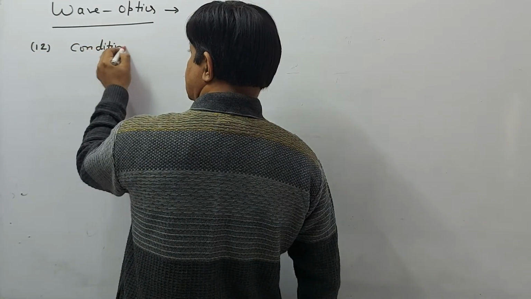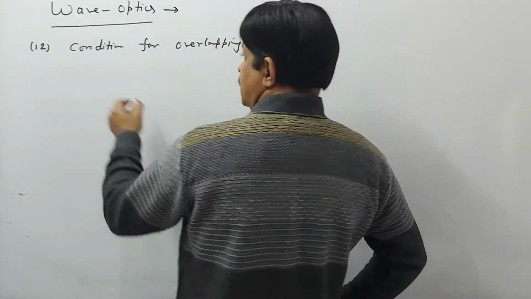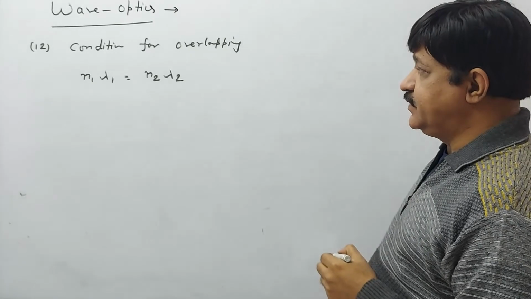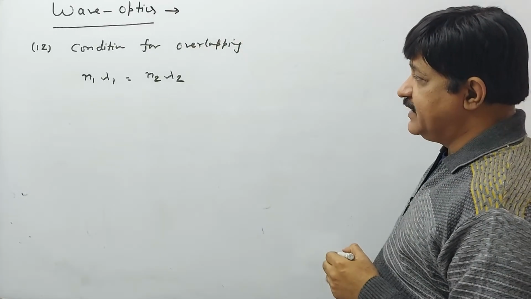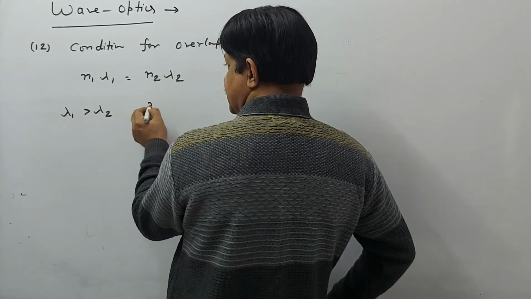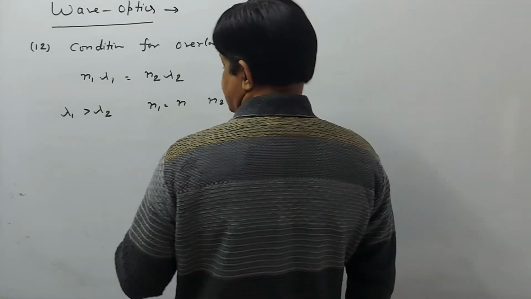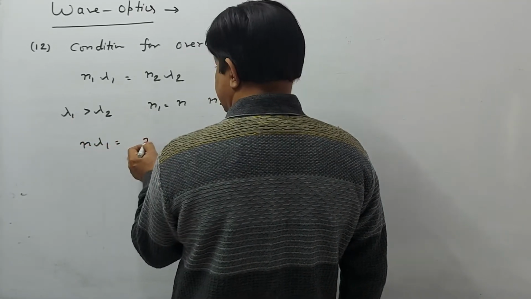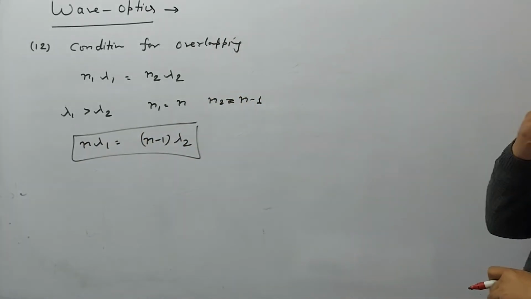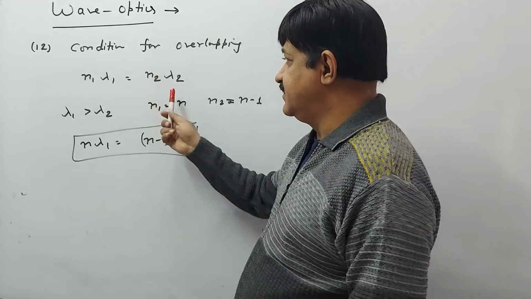Condition for overlapping. N1 lambda 1 must be equals to N2 lambda 2. If two different color lights are there, then N1 lambda 1 must be equals to N2 lambda 2. If lambda 1 is greater than lambda 2, if n1 equals to n, then n2 equals to n minus 1. So in this sense, I can write n lambda 1 must be equals to n minus 1 lambda 2. I can easily find out the value of n with this expression. If two fringes overlap from two different wavelengths, this is the condition for overlapping.